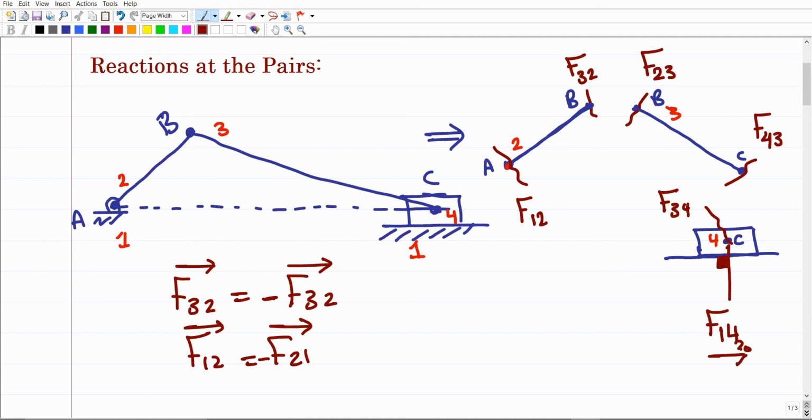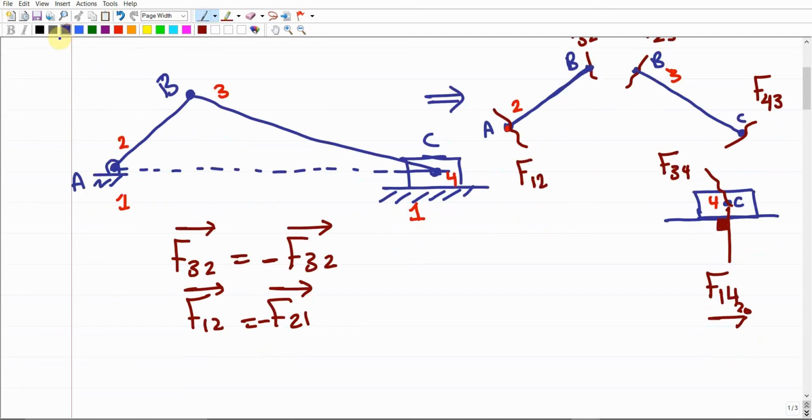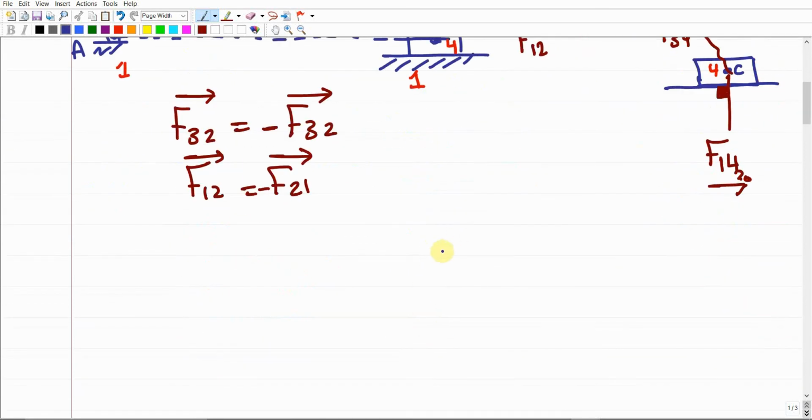Also, there is a very important case here that we shall consider, which is the case where we have a link, like a slider, that slides over a link.